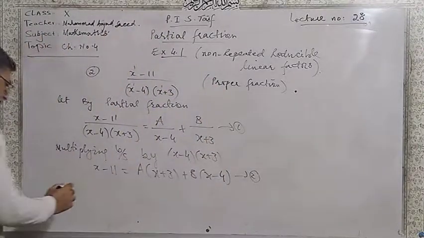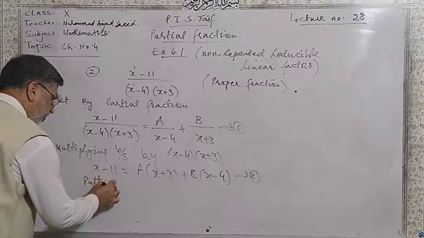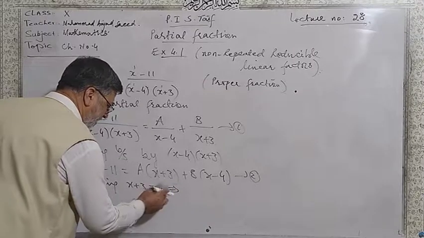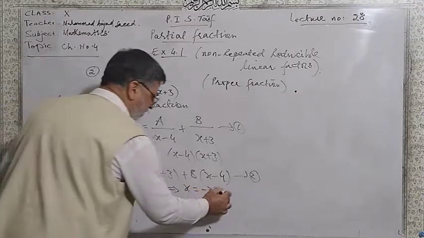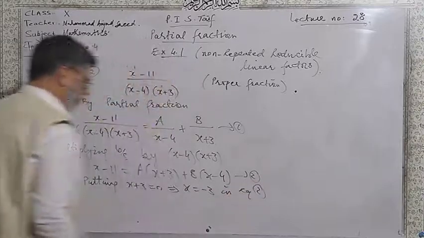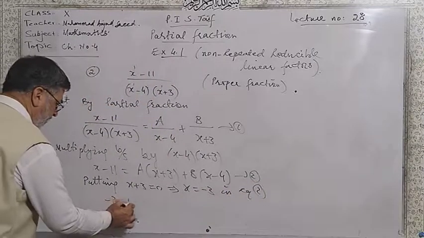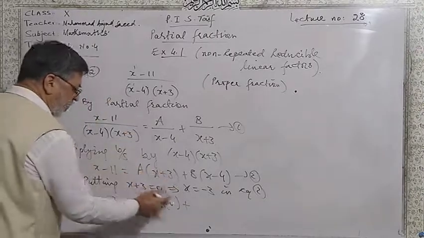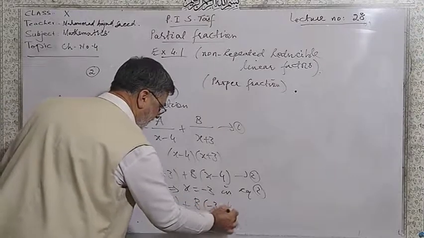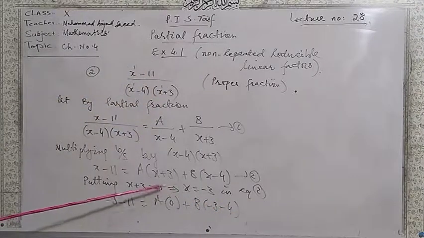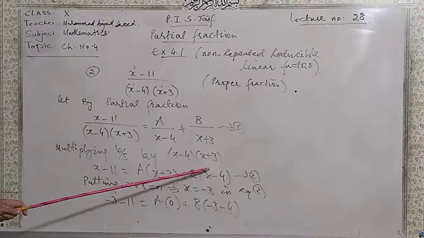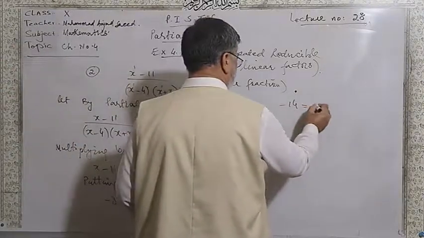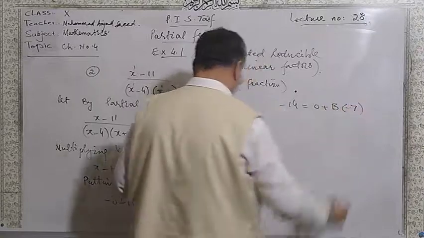So here, putting x plus 3 equal to 0 implies that x is equal to minus 3 in equation number 2. So here is minus 3 minus 11. A into x plus 3 is 0, whole bracket as 0. B into minus 3 minus 4. You put x plus 3 equal to 0, so x equal to minus 3 here. We are left with minus 14 is equal to 0 plus B into minus 7.